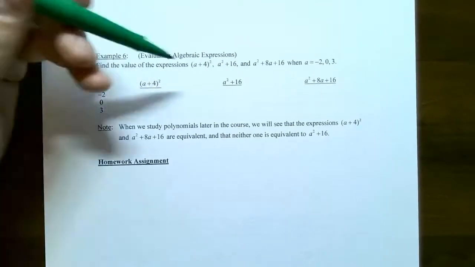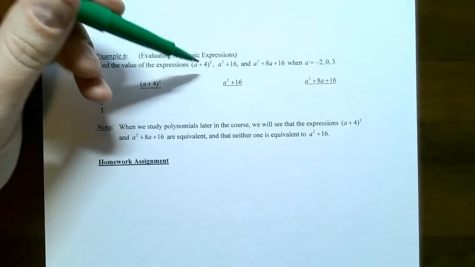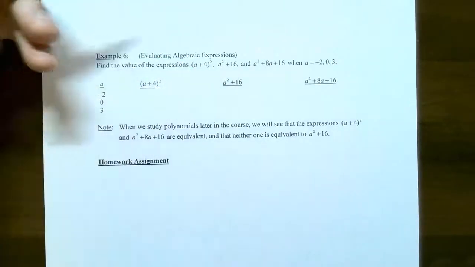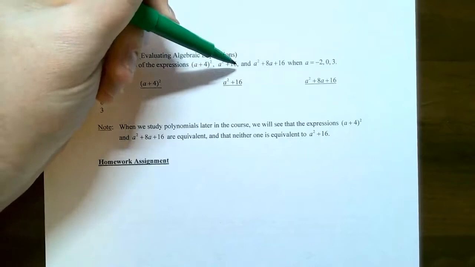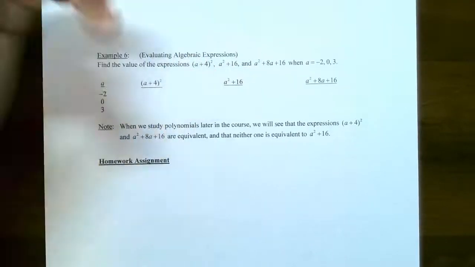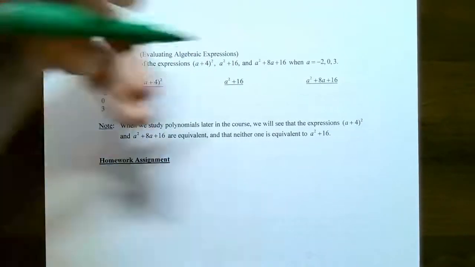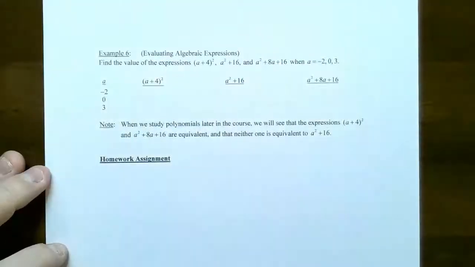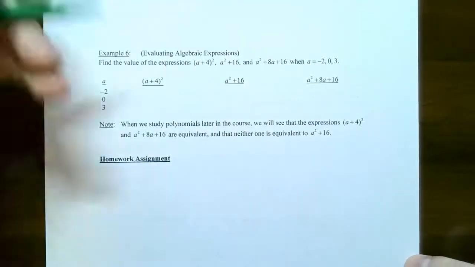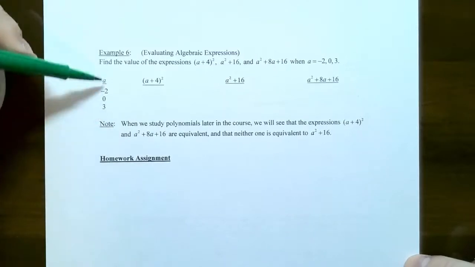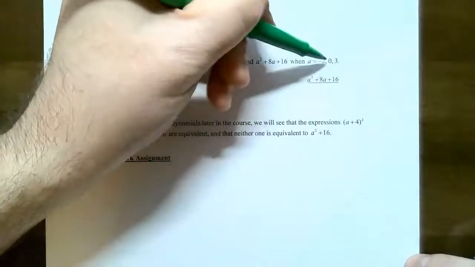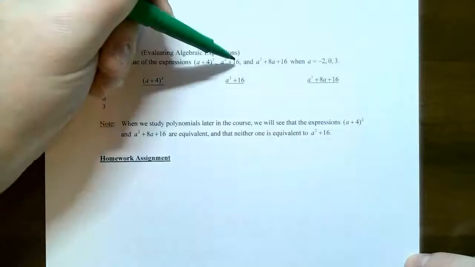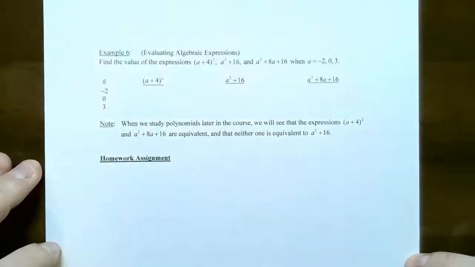We're going to find the value of (a + 4) squared, a squared + 16, and a squared + 8a + 16 when a is negative 2, a is 0, and a is 3, all separate. So this is kind of like a table. On the left side, we have the values of a that they're telling us to use, and then we have a column for each of these three algebraic expressions.